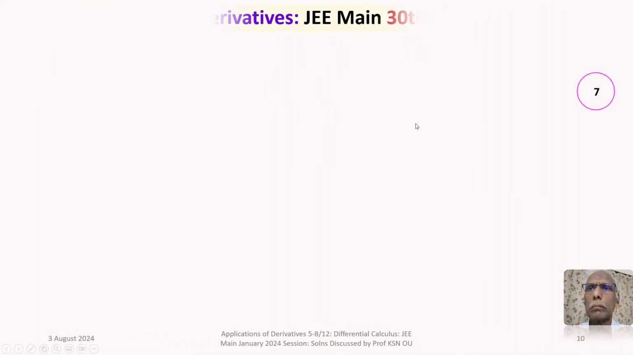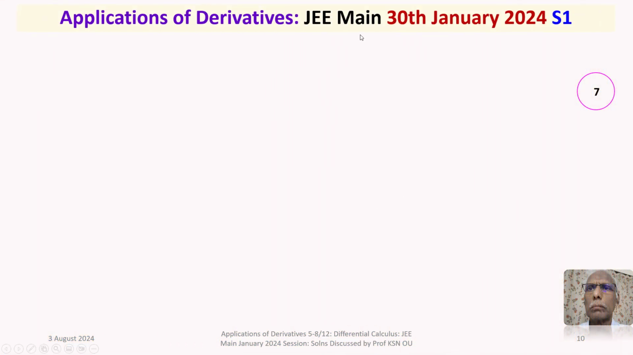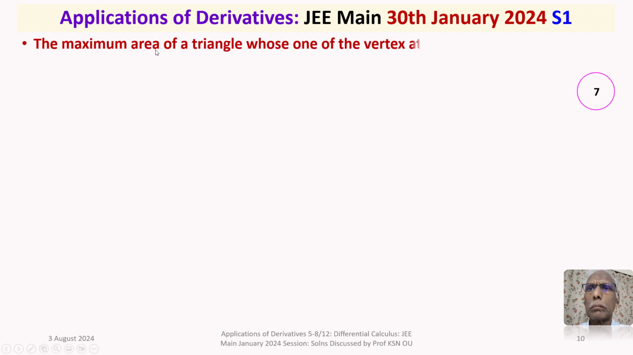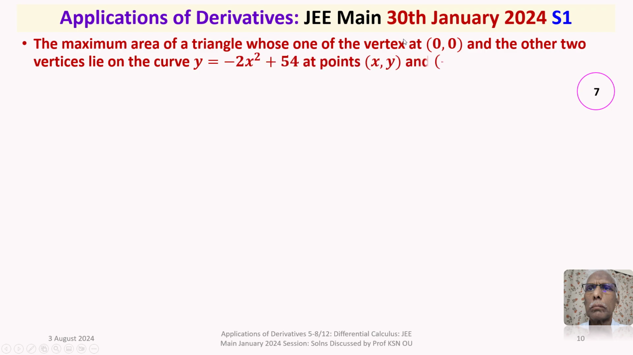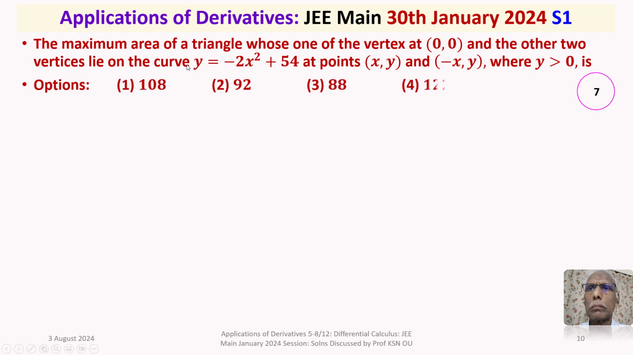This question has appeared in the JEE Main exam held on 30th January 2024 in the first shift. The given problem is: find the maximum area of a triangle whose one vertex is at 0, 0 and the other two vertices lie on the curve y is equal to minus 2x square plus 54 at the points ordered pair x comma y and ordered pair minus x comma y, where the ordinate y is greater than 0. And we are given 4 options.